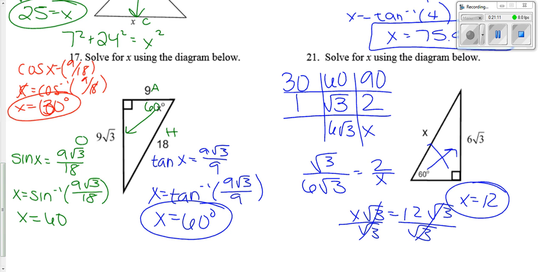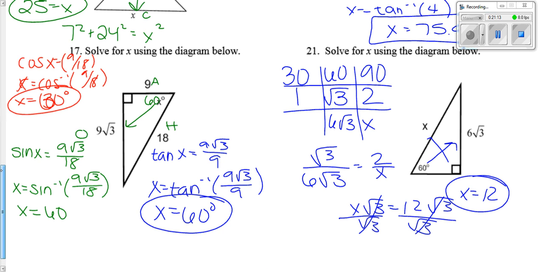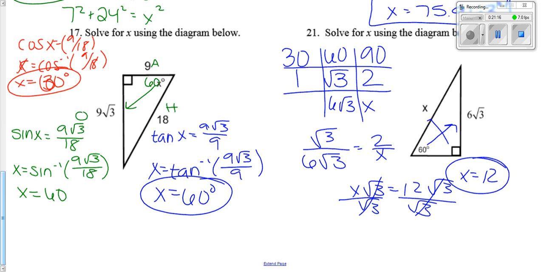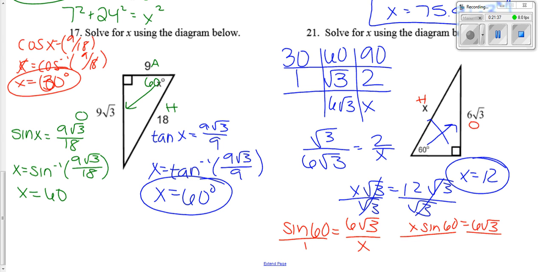Say we don't like those 30, 60, 90s, and we want to think about these in terms of trig. The 6 radical 3 is our opposite. x is our hypotenuse. So sine of 60 is 6 radical 3 over x. Cross multiply. x times the sine of 60 equals 6 radical 3. Divide by the sine of 60 and put it into your calculators carefully with parentheses, and we get x equals 12.